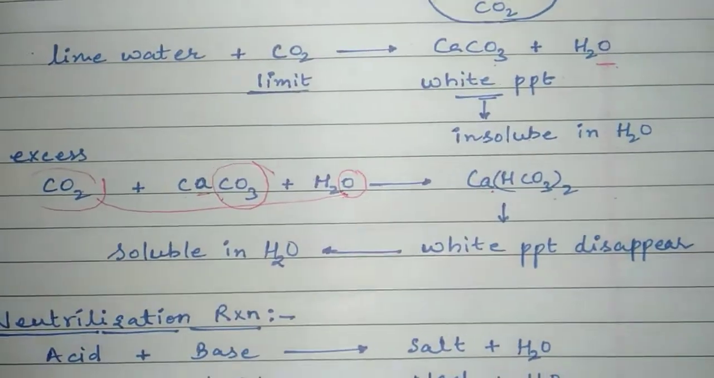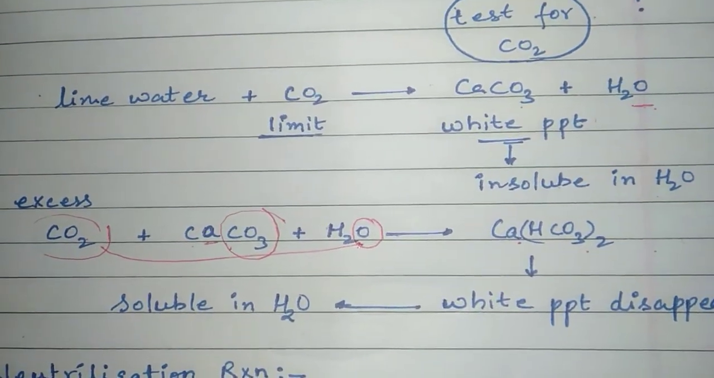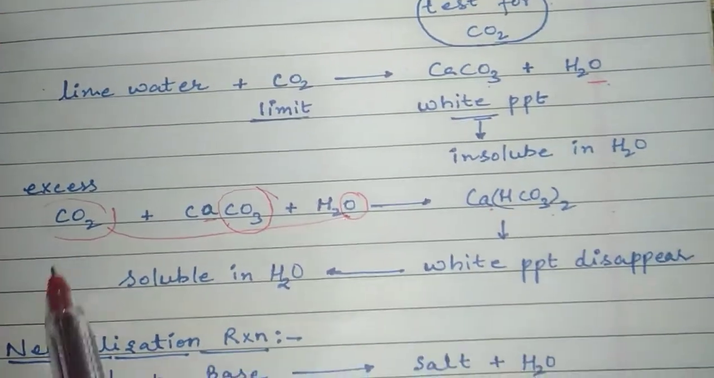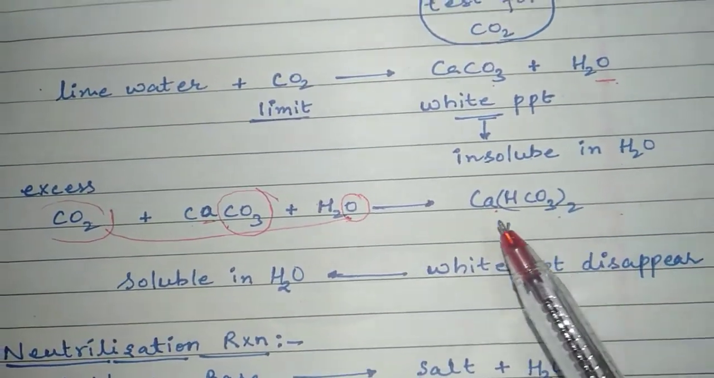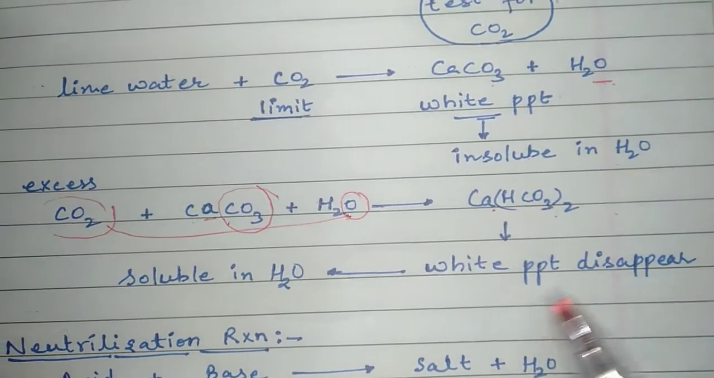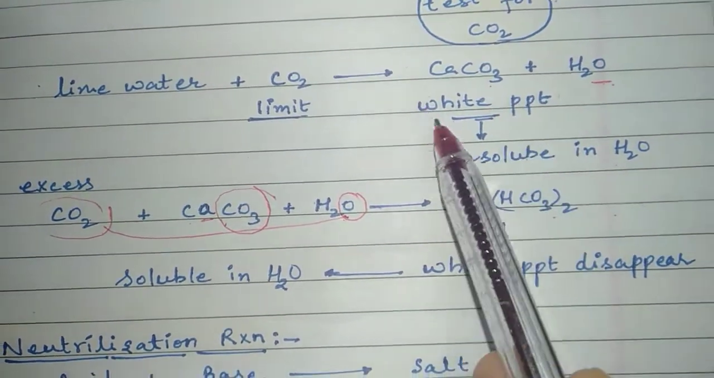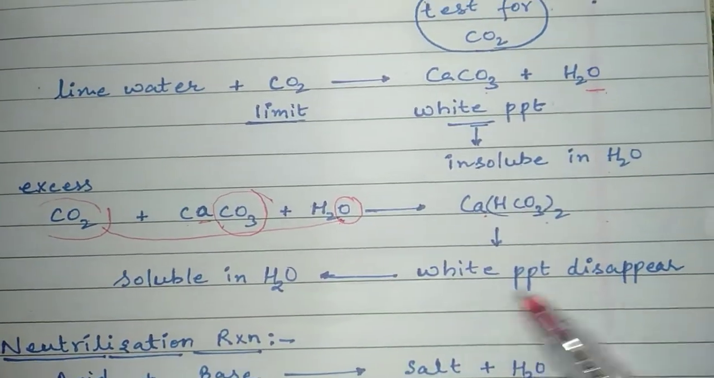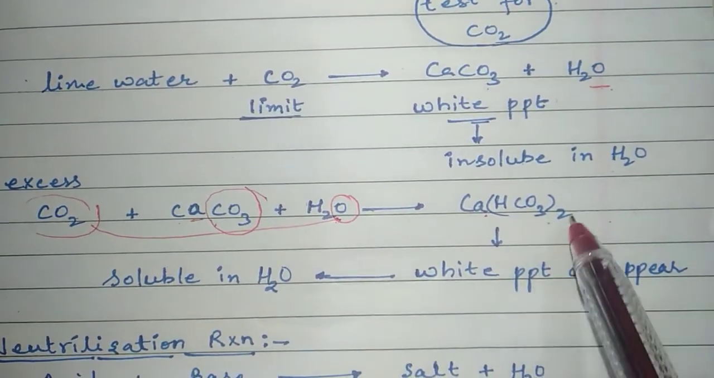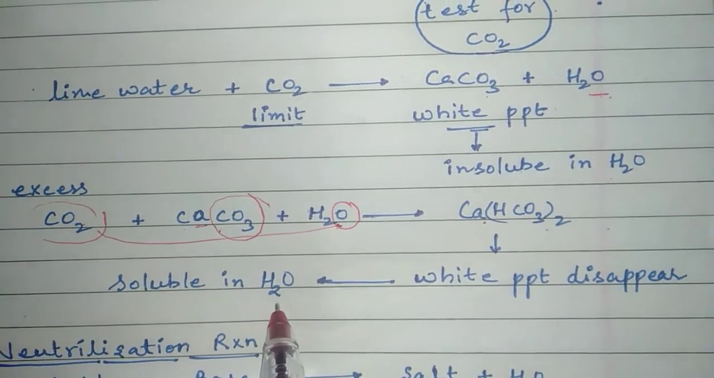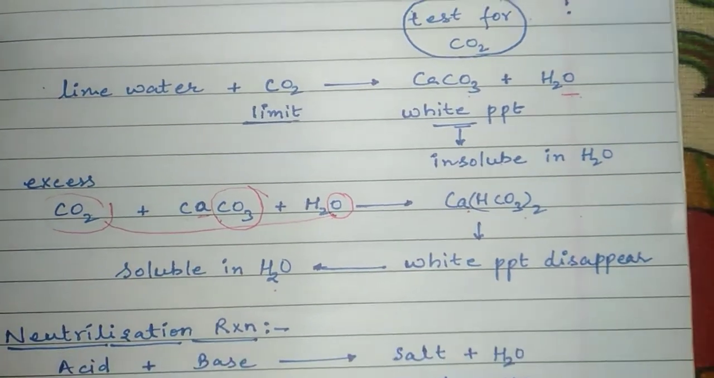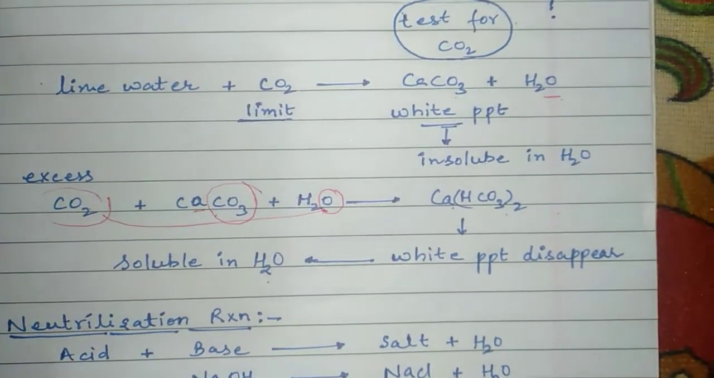Students, if we are doing the test of CO2 and we are not getting the precipitate, it means what? The CO2 is produced in more amount and we are getting a product that is calcium hydrogen carbonate. So what will happen? The white precipitate will disappear if the CO2 is produced in more amount. Why? Because this calcium hydrogen carbonate is soluble in water. So this is all about the experiment of CO2.